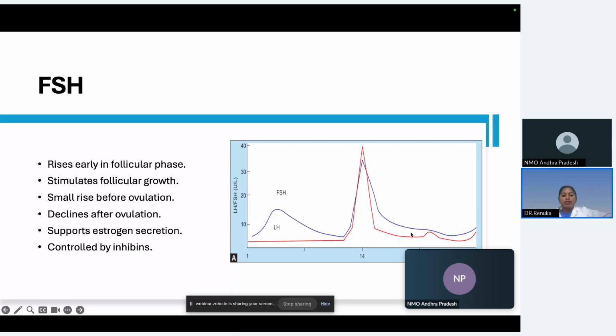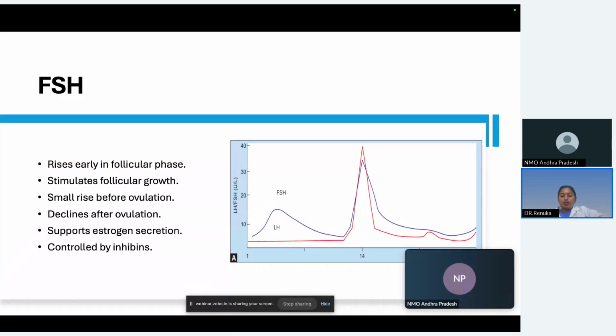Then what is the function of FSH? It supports estrogen secretion. This FSH is controlled by inhibins. I repeat, a small peak of FSH in the follicular phase, and then a comparatively small peak during the ovulation period, compared to the LH surge. After ovulation, FSH comes down. In the rest of the phases, it is low. A small peak in the follicular phase and during ovulation, one more peak. That's it. It is controlled by inhibins, and it supports estrogen secretion.